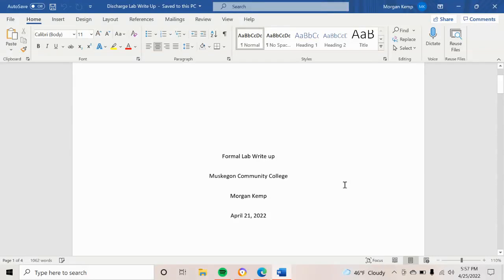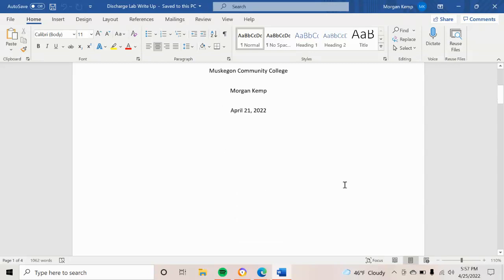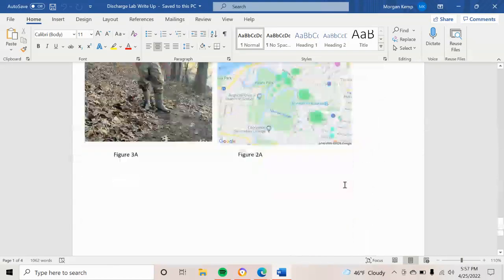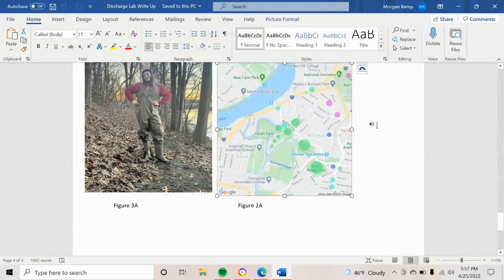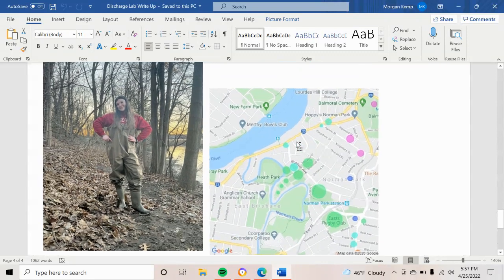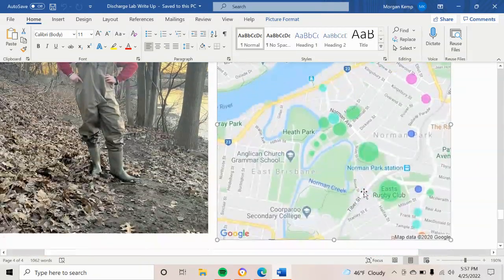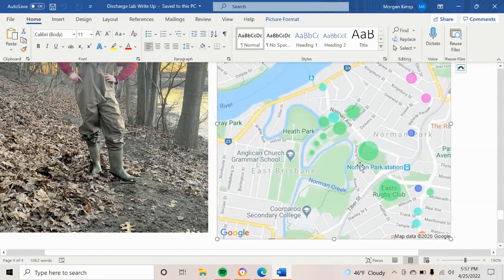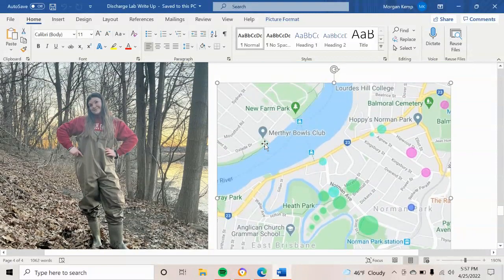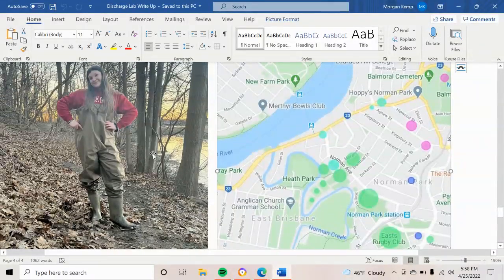So this is my video on my discharge lab. So I decided to go to a place called Norman Park. As you can see, this is White River flowing. So I went down here. As you can see, the water was kind of high, so I did have to wear some waders.